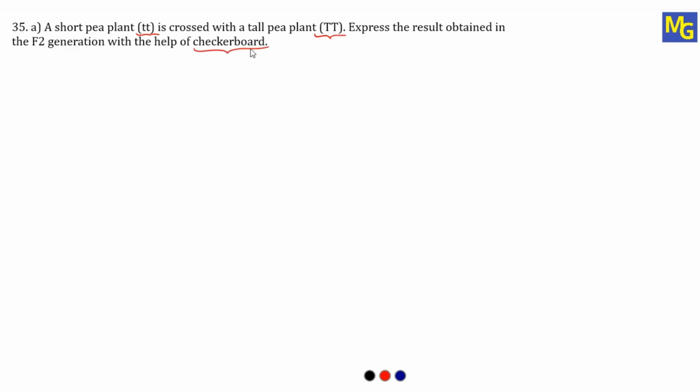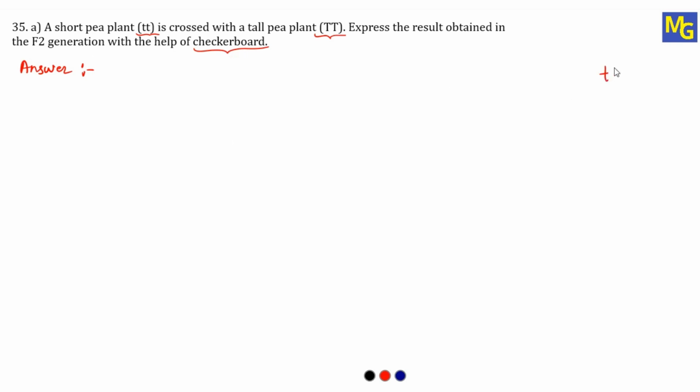So very simple question. So see here what you have to do. First you have to cross these plants, that is pure short pea plant and pure tall pea plant, and first find out what is the F1 generation by cross pollination, and then by using the progeny of the F1 generation do the self pollination and find out the F2 generation with the help of a checkerboard.